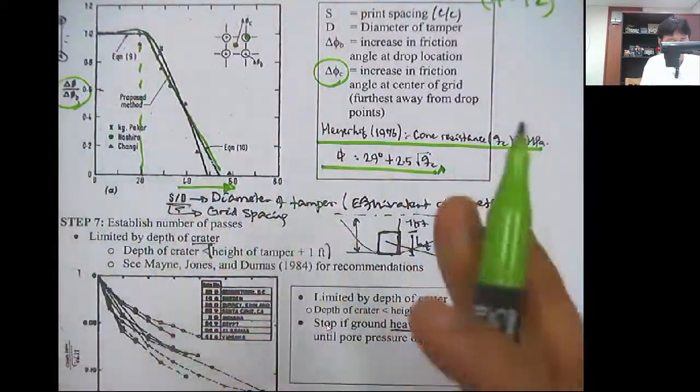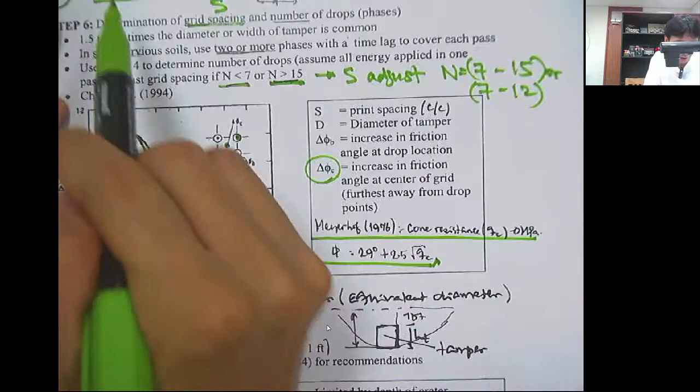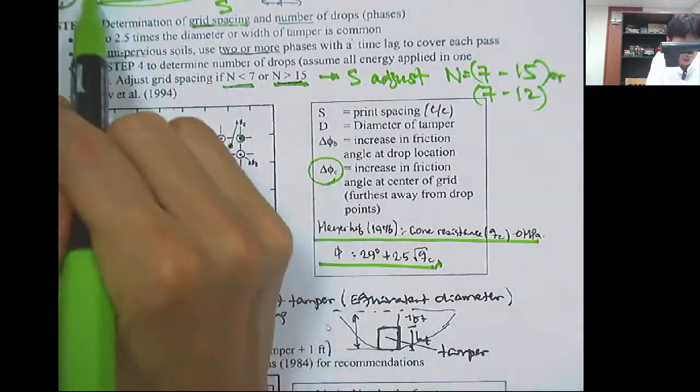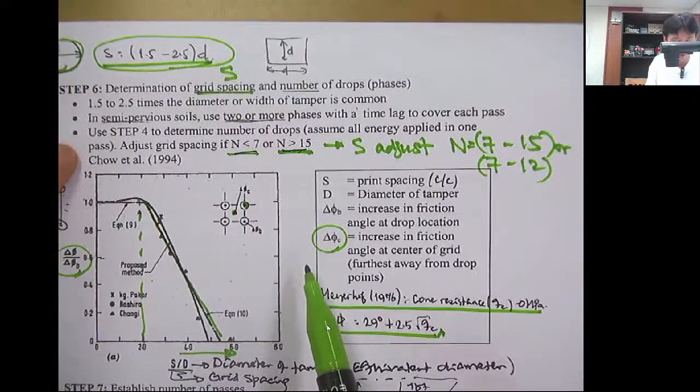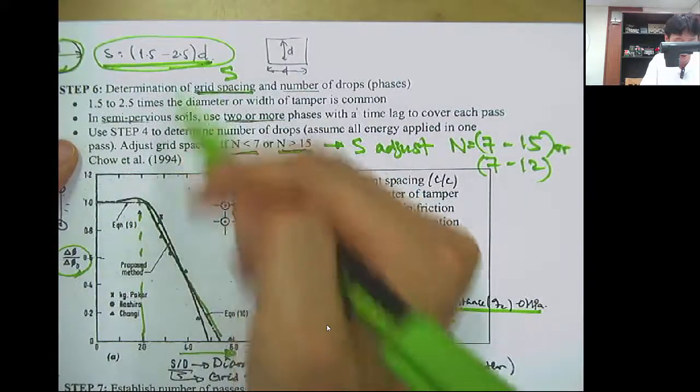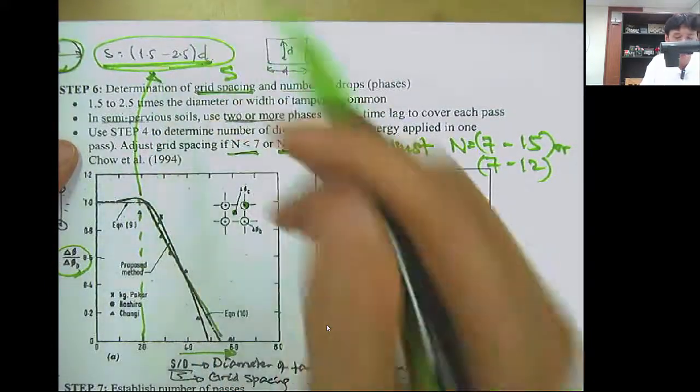So using this kind of concept, you can see why people recommend the S over D value between 0.5 to 2.5. I think this recommendation is from this graph.